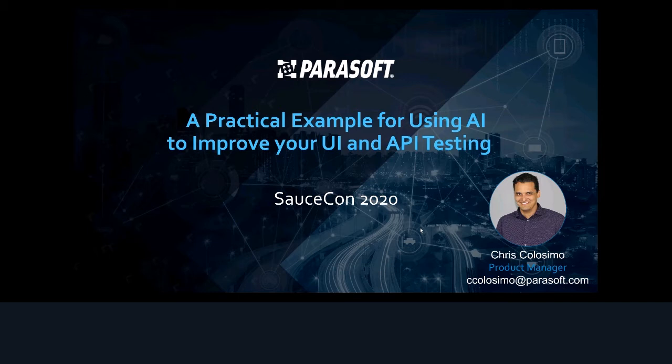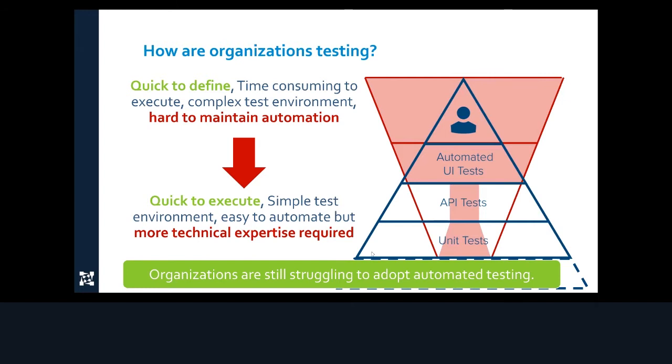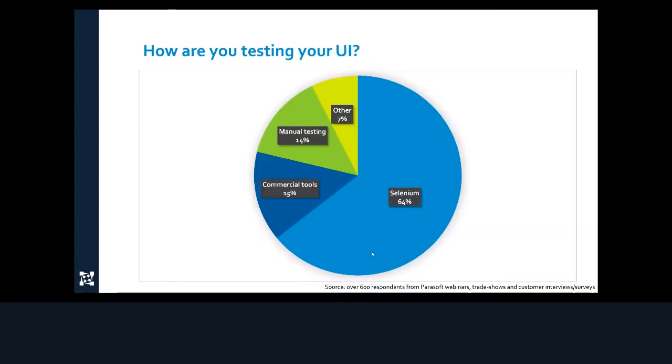And I want to take you through testing as an early stage testing practice, but we're skipping right past API testing. Organizations are still struggling to adopt those lower levels of automated testing. So this is where AI can help us out. But in order to start digging into that, we have to start understanding some of the challenges.